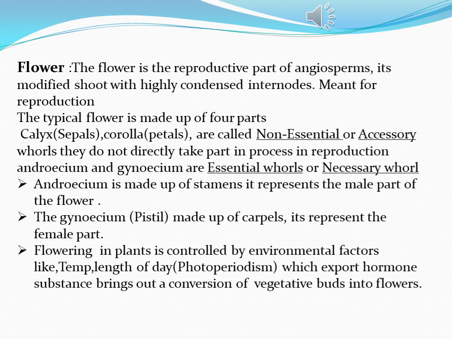It depends on the intensity of the light, or how long the plant is exposed to sunlight. After that it will produce a flower. That is what we call photoperiodism, right? So temperature and length of the day stimulate hormonal substances, which bring about the conversion of vegetative buds into flowers. So here the temperature and duration of light are important, and they stimulate the hormones, which convert the vegetative buds into flowers.